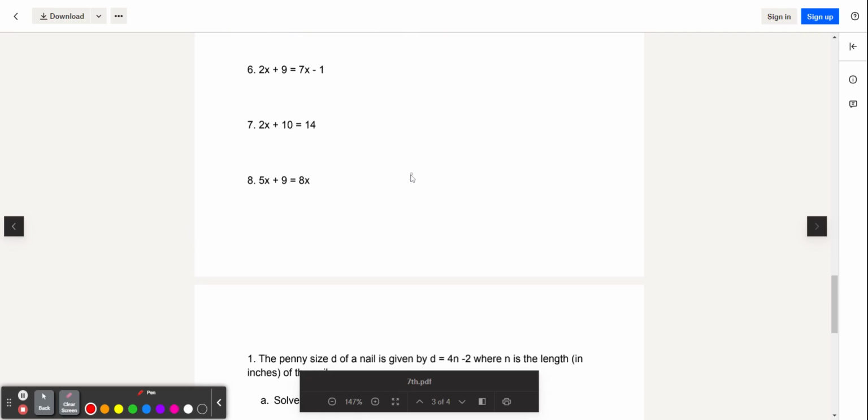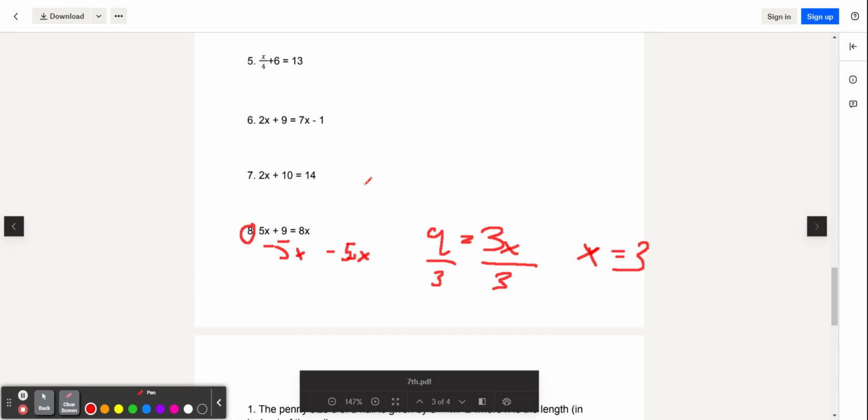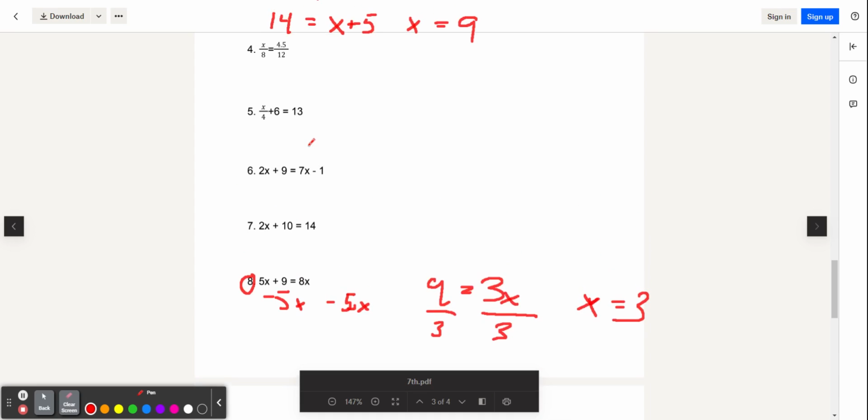Now, let's scroll down and do the last one, which is presumably the hardest. We subtract 5x from both sides. Forgive the handwriting, but I'm sure you can follow that it's 9 equals 3x, and from here it is simple division to get x equals 3. Let's try another one, because that was pretty simple.